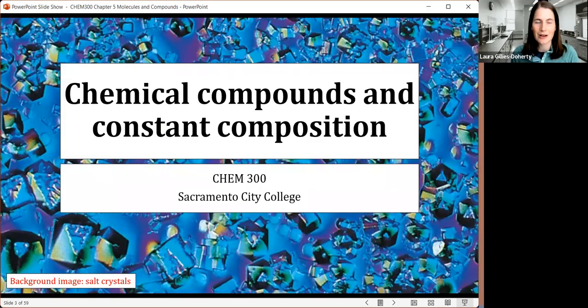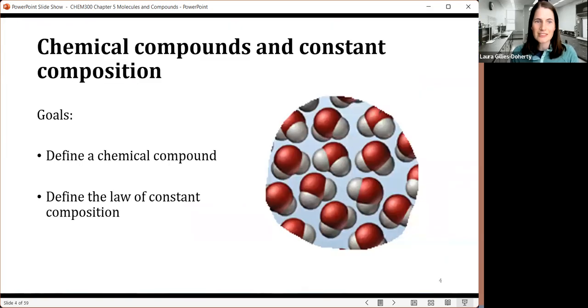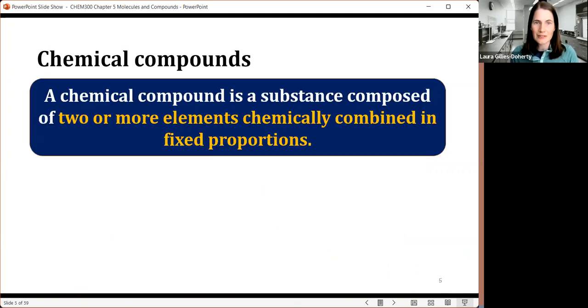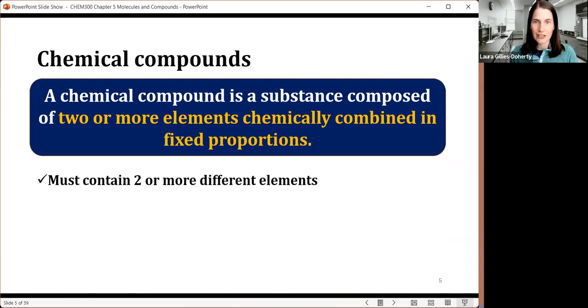We'll start with chemical compounds and constant composition. Our goals in this section are to define a chemical compound and to talk about and define the law of constant composition. So a chemical compound is a substance composed of 2 or more elements that are chemically combined in fixed proportions. So what this means is that for a chemical compound, you have to have a substance that has 2 or more different elements that are chemically bonded together.